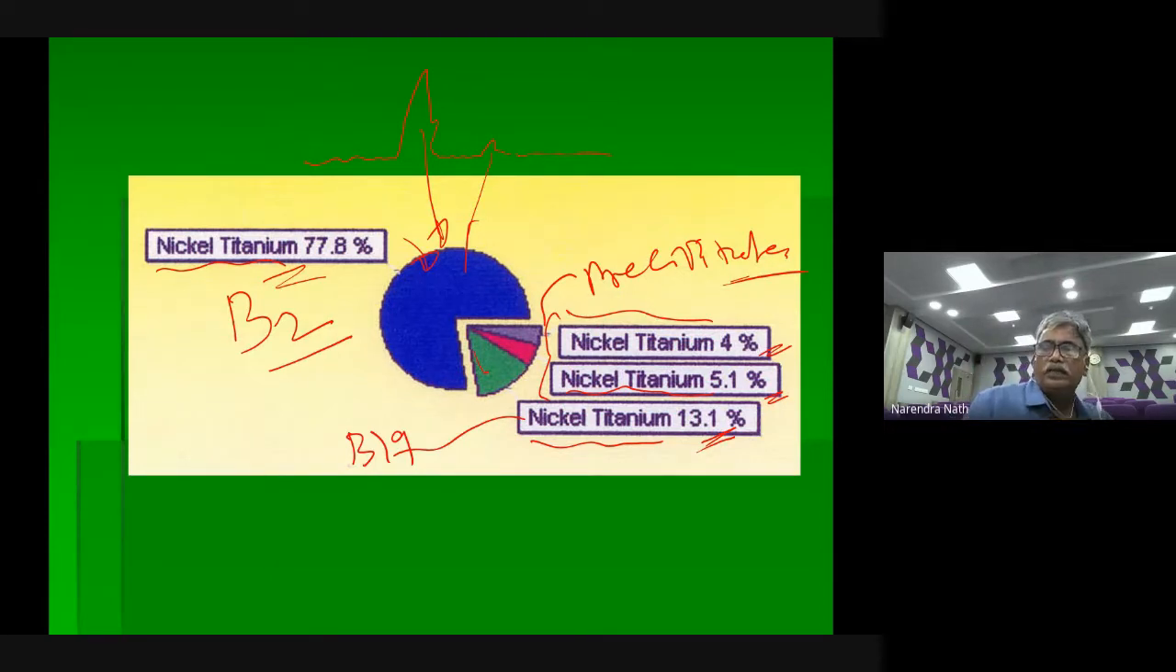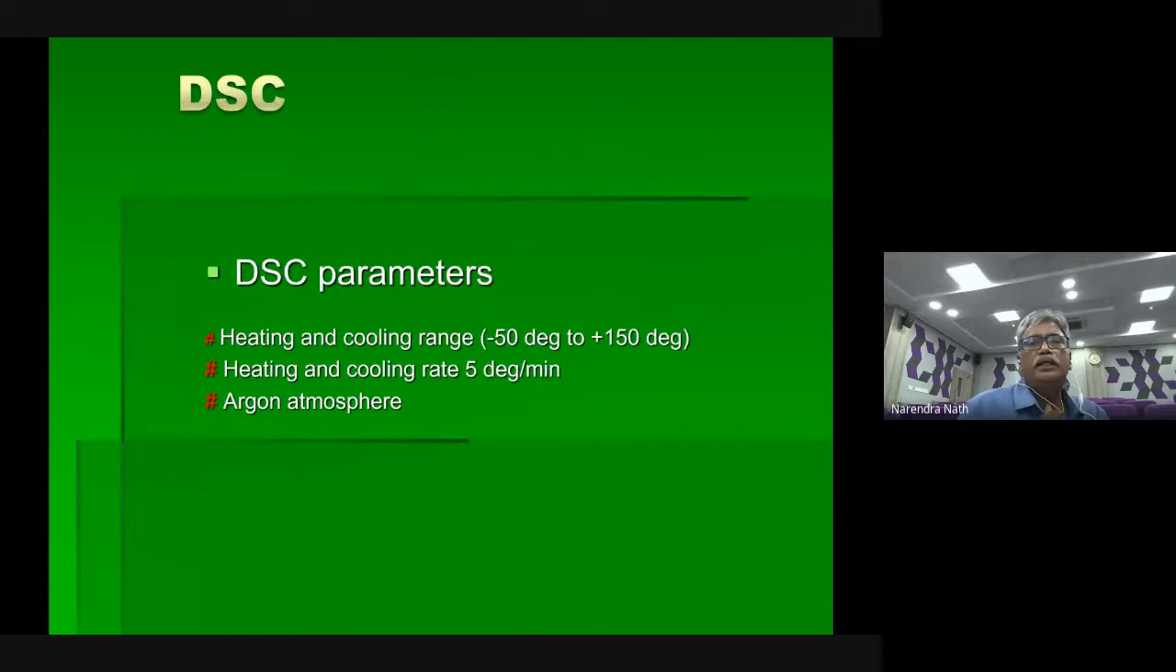And DSC, differential scanning calorimetry. When you want to go for DSC, people ask what the heating and cooling range is. Normally DSC is done from room temperature to a higher temperature, say suppose 30 degrees centigrade to 200 degrees. That is not an issue at all.